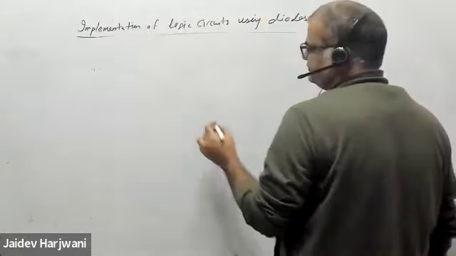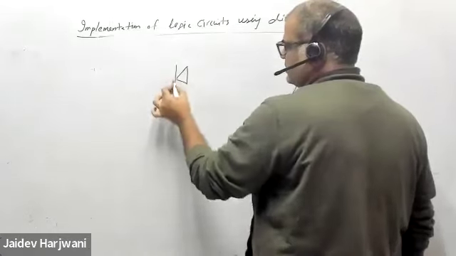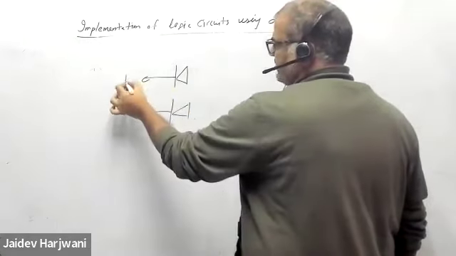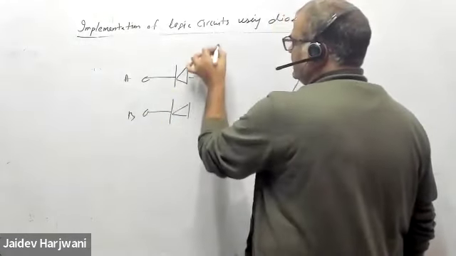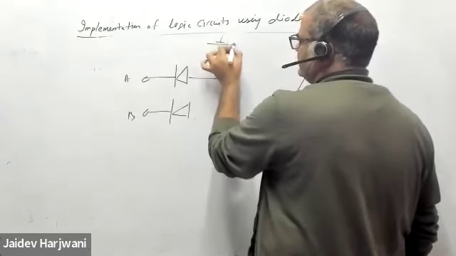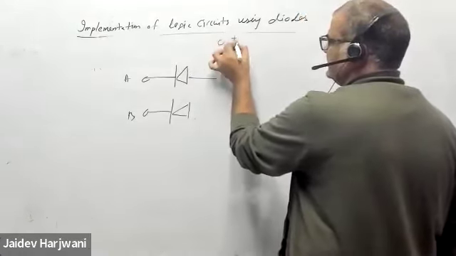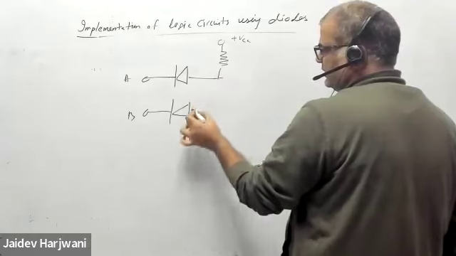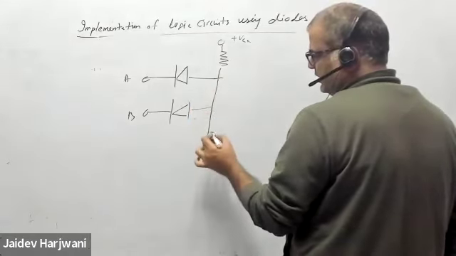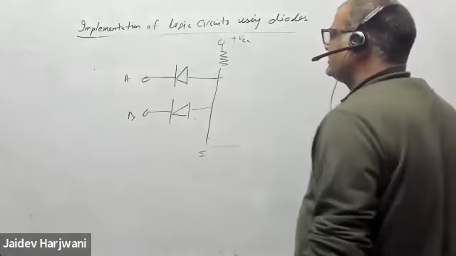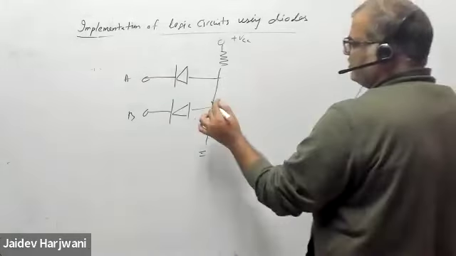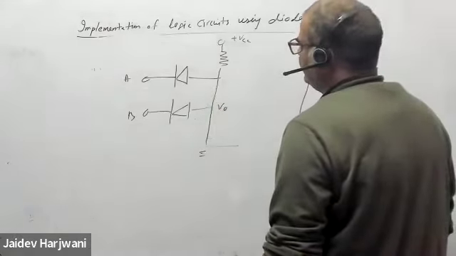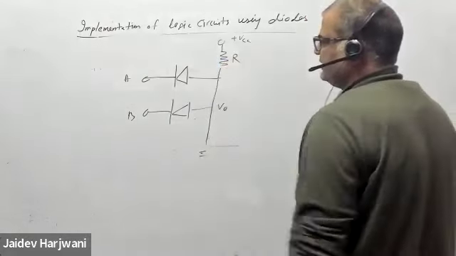Now say my diodes are connected like this. I'm putting a 2 variable AND gate. This is my A, this is my B. I am putting a higher voltage here, say plus VCC. Here resistance is there. And this is like this. And I'm measuring here the V naught. And this resistance is some R.